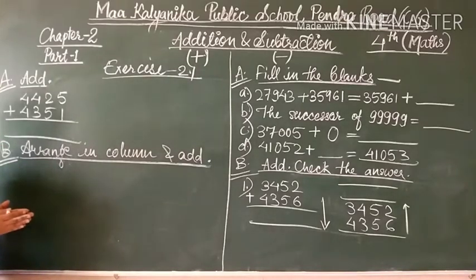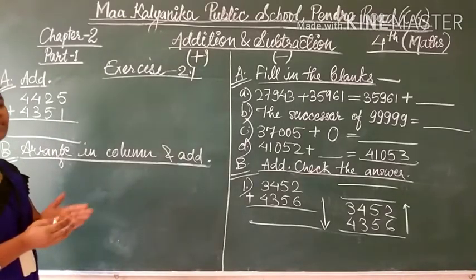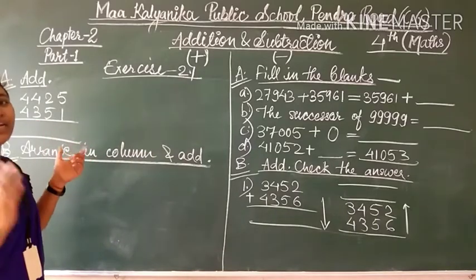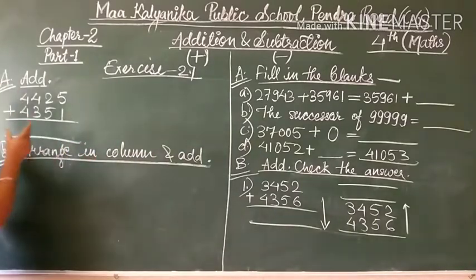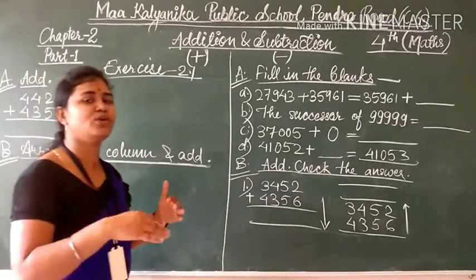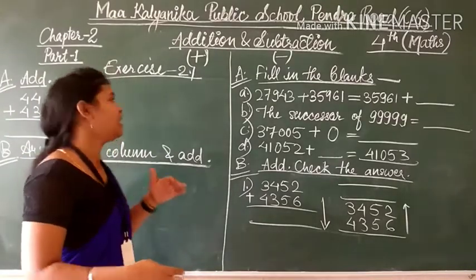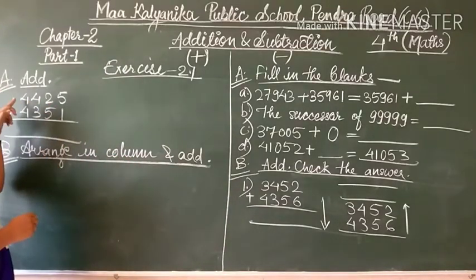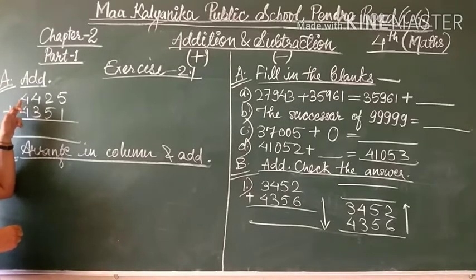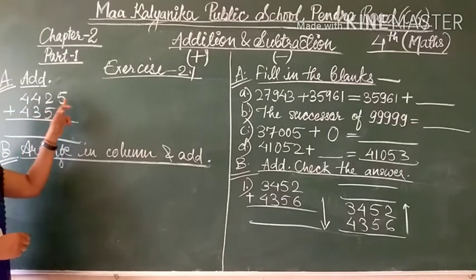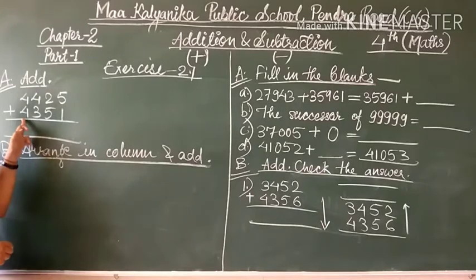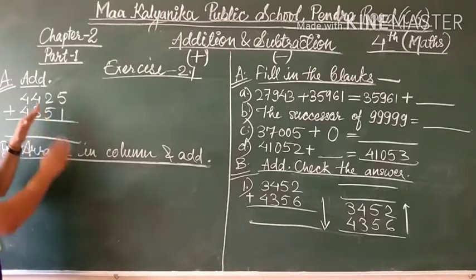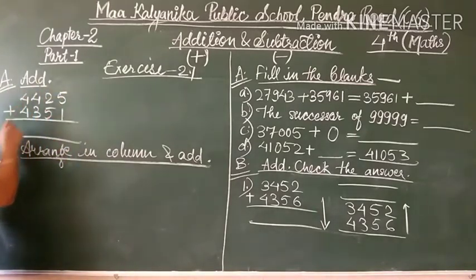So how to add? In the previous class you learned addition of smaller digits. But as we are growing up students, the digits will increase after each class. So see here, what is written? 4425 plus 4351. And this question is already in column, so it will be easy for you.